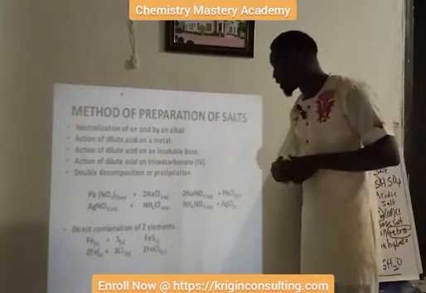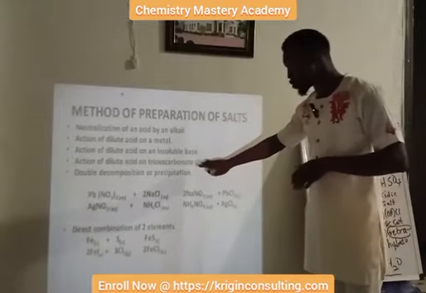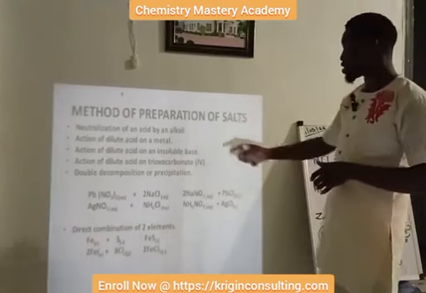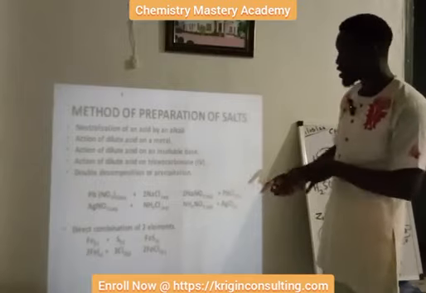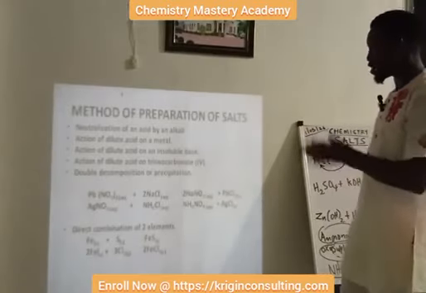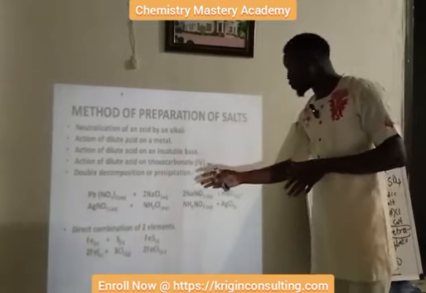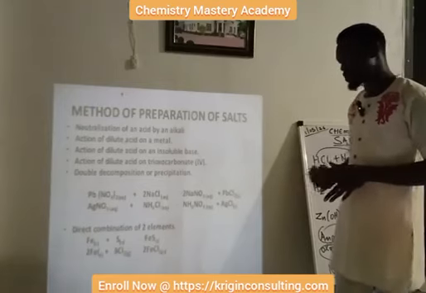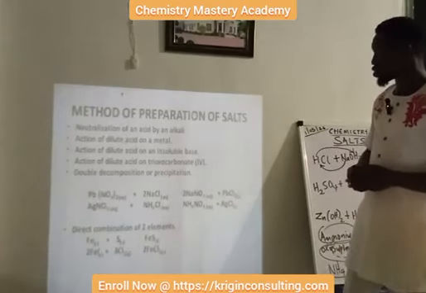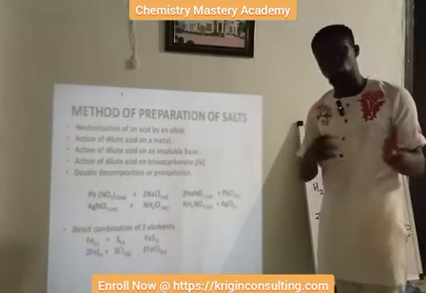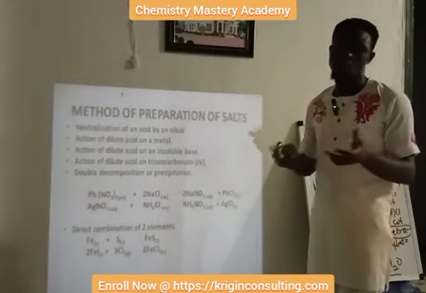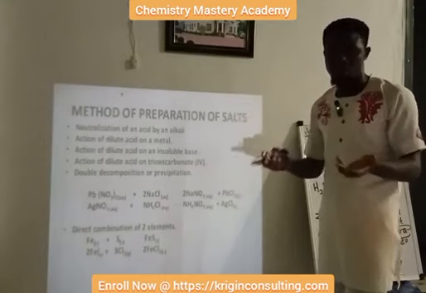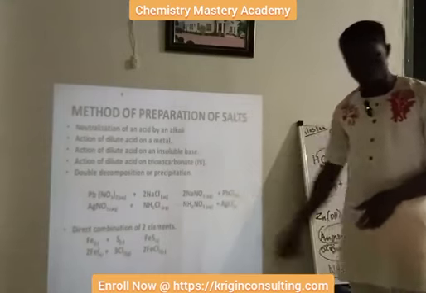Then action of dilute acid on a carbonate. That is when you take a carbonate, such as CaCO3, or carbonic acid, H2CO3, and then you mix it with acid, you will get a salt. Then we have double decomposition or precipitation. That will also give us salt. Then we have direct combination of two elements. So, for example, sodium chloride. If I take sodium and I take chlorine, and I join them together, I will form a salt. That's what I mean by direct combination of two elements.